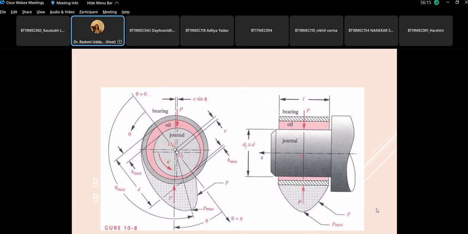Then you can see there is a pressure P which is acting on the journal, which is getting transferred to the oil, and then the oil is getting sheared. Capital D would be the diameter for the bearing, and small d would be the diameter for the journal. Other parameters for now you can ignore, but I want you to draw these figures, mark eccentricity, mark H minimum, label L, label D, and mark this pressure distribution curve shown here.